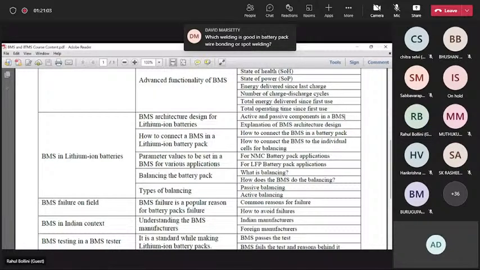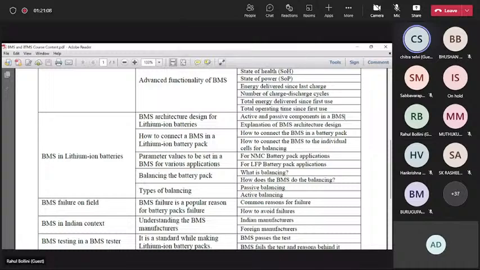Sir, nowadays we are looking at the nickel battery and so on, sir. That is why you are putting the NMC battery applications.